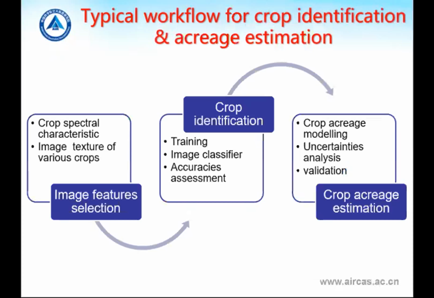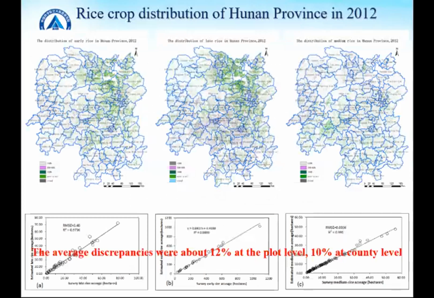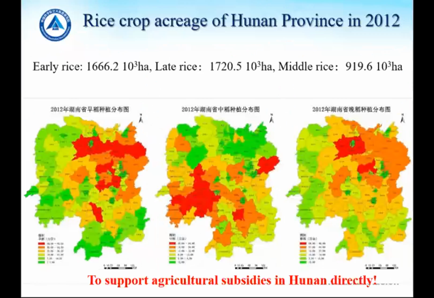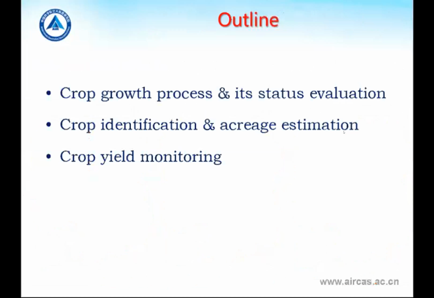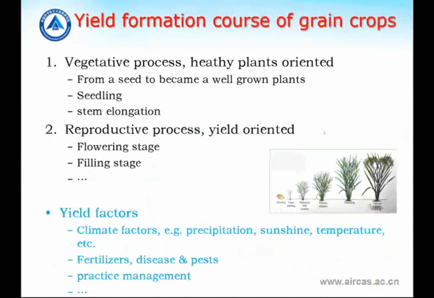Here is an example of the early rice, middle rice, and the late rice distribution maps of Hunan province in 2012 in China. And here is an example of the rice crop acreage of Hunan province in 2012. And the result was used by the government to account the green subsidies. Okay, so the last one we will introduce is crop yield monitoring with remote sensing.